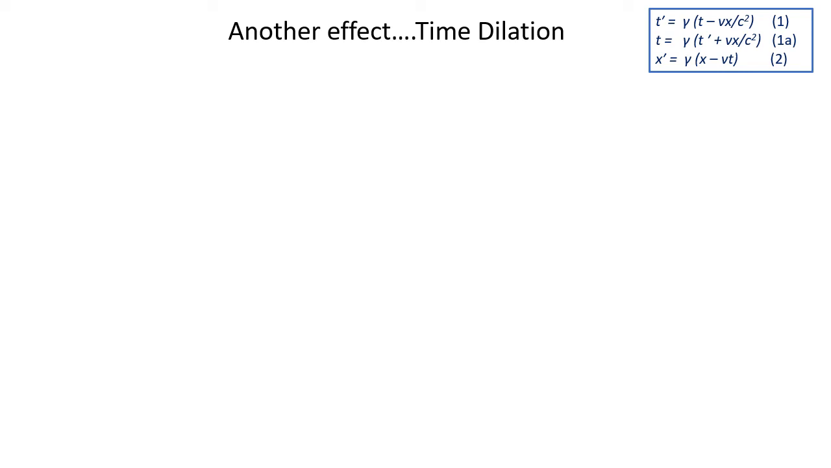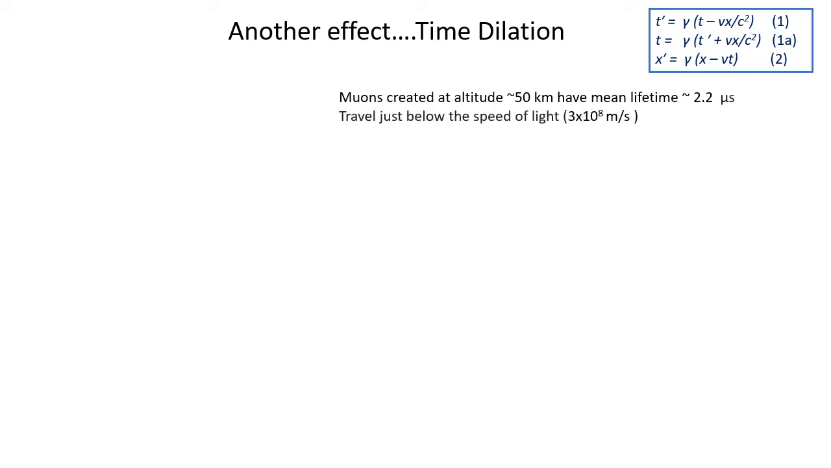Moving clocks run slow. An example of this are particles called muons. These are created 50 kilometers above the Earth's surface in the upper atmosphere and only last for 2.2 microseconds. They move at very high speeds, very close to the speed of light. So they should only be able to travel a distance of 660 meters before they decay, because their lifetime is so short, and none should reach the Earth's surface. But they do.